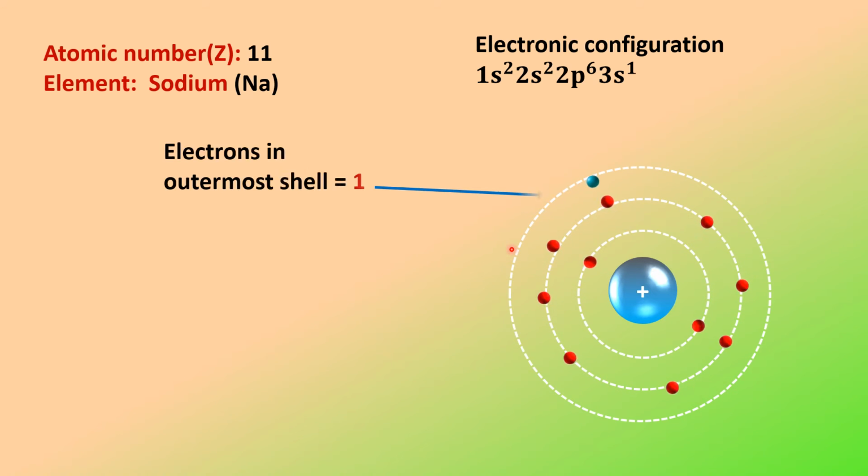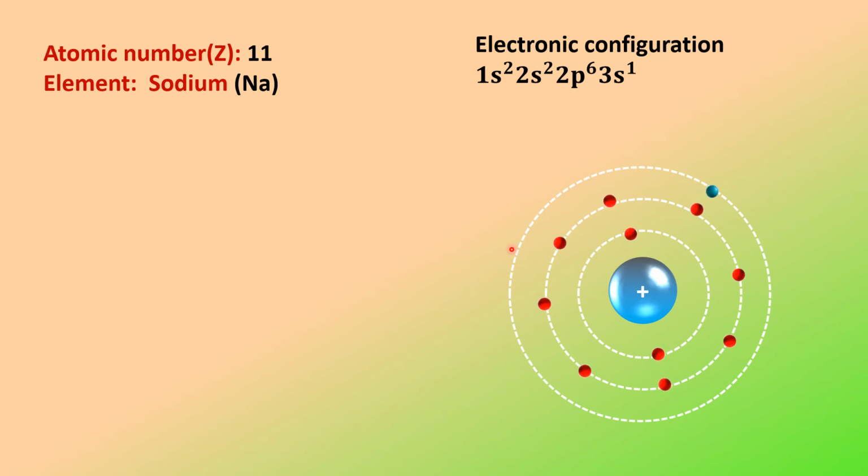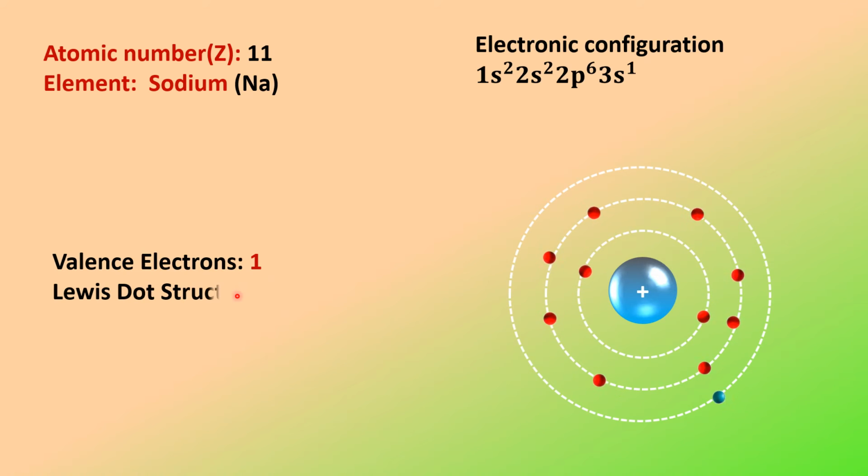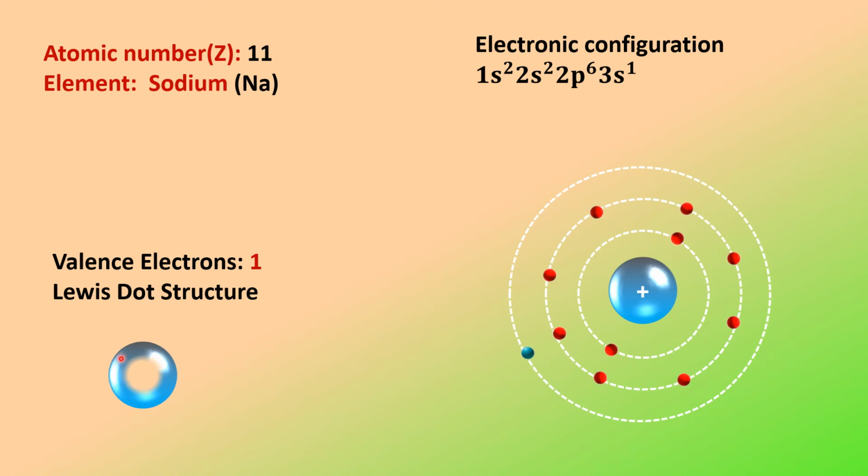Let us try to draw the dot structure. Valence electrons for sodium is equal to 1. This is the sodium nucleus with 1 electron. So sodium has 1 valence electron, which we can take to represent the dot structure. Let us see the 12th element.